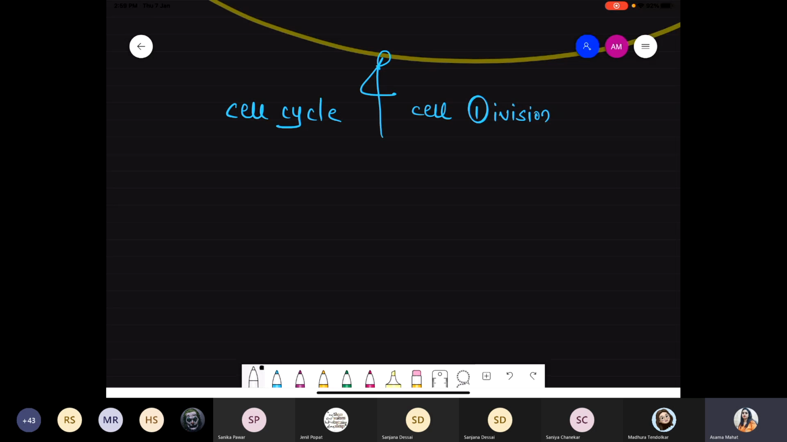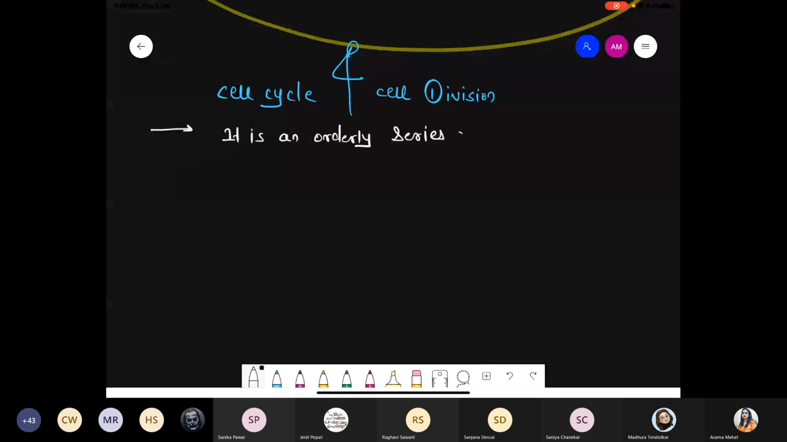Normally, what is the meaning of the cell cycle? Cell cycle is nothing but an orderly series of changes. मतलब cell present है, now it is present in G1 phase, now it enters into S phase, G2 phase, M phase. So some changes will occur, but in a particular sequence. It is an orderly series of changes that occur in a cell.